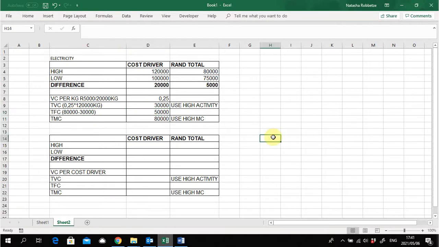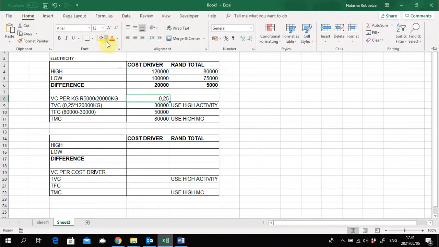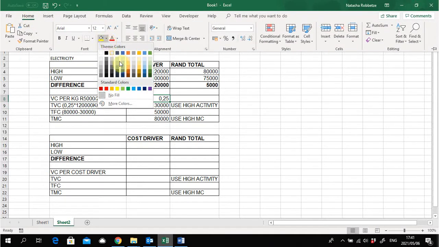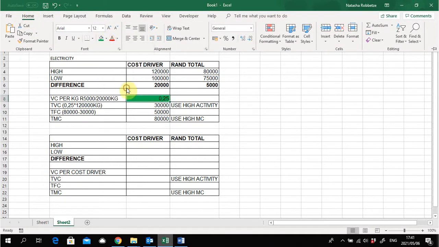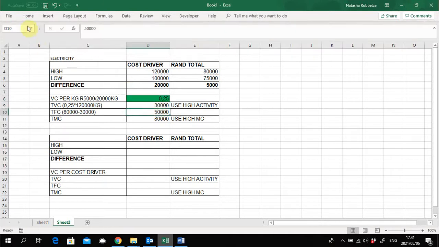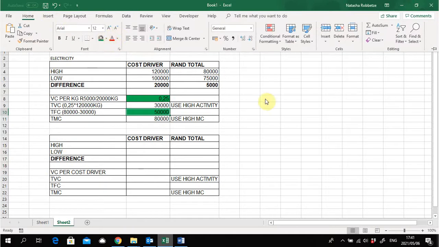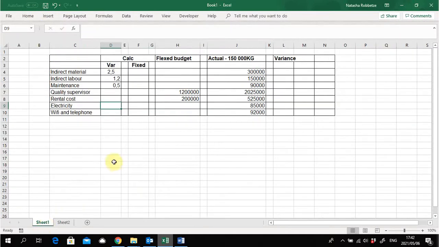So now I know I can go and fill out my report that I'm writing on my flexed budget, because I need this little variable cost value. And I need this value, which is the fixed cost. So I need to go back and fill it out. So back on my report, I'm going to say for electricity, it was 25 cents variable cost, and the fixed cost portion was 50,000.